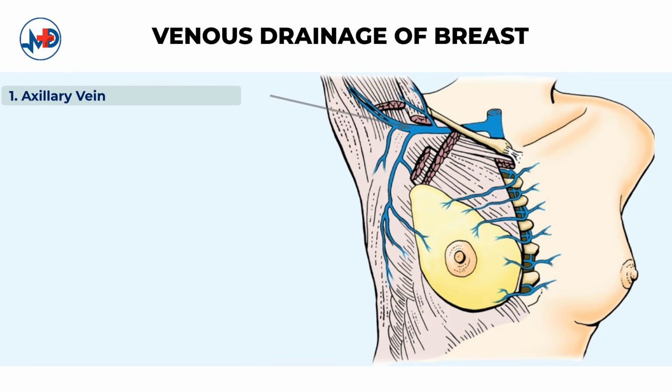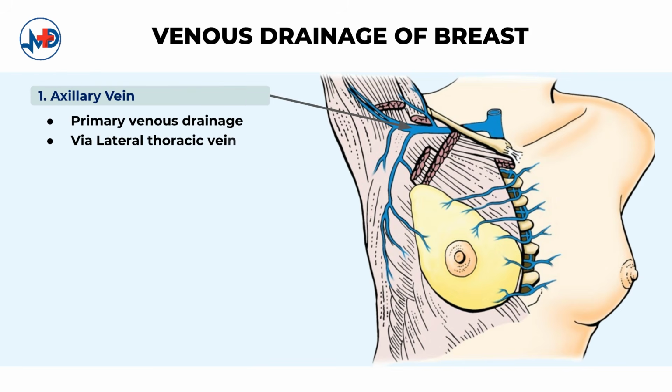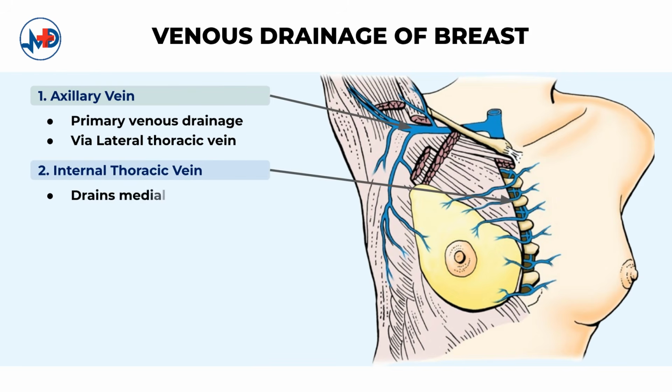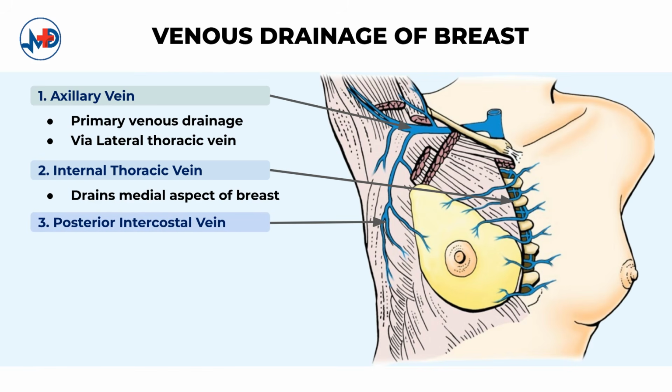The primary drainage is to the axillary vein, via veins like the lateral thoracic vein. The medial aspect of the breast drains into the internal thoracic vein. Posterior intercostal veins also contribute, draining into the azygos and hemiazygos system.